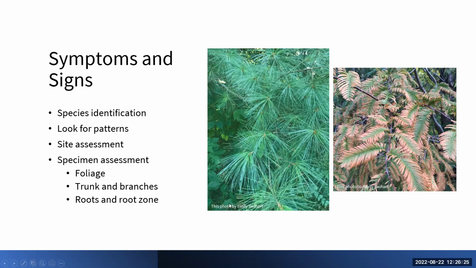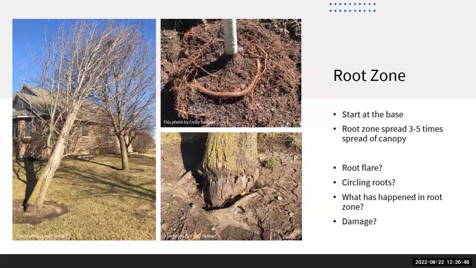And then finally, for your specimen assessment, when you're assessing a tree, we've talked a lot about the foliage, we've talked about the branch structure. You want to look at the roots and the root zone as well. And I've got a whole slide on this, but we often just look up when many issues can be attributed to the roots and the root zones of a tree. So let's take a look at that.